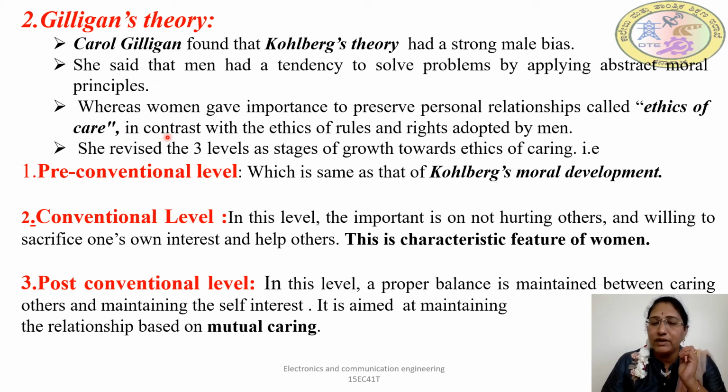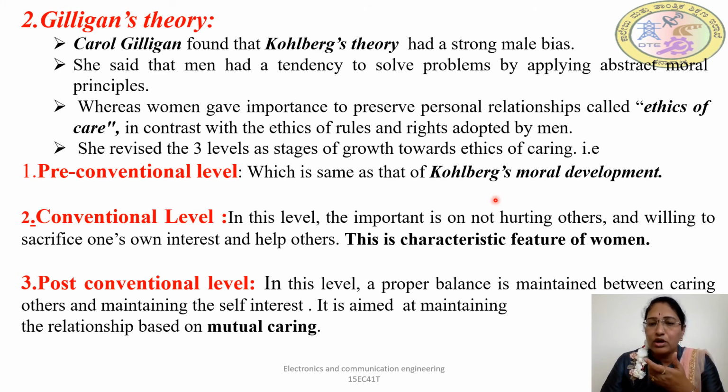But in comparison with men's behavior, women always think in terms of the ethics of care. She revised the three levels as stages of growth towards the ethics of caring, considering how women think and how men think. So she also demonstrated three levels of moral development: pre-conventional level, conventional level, and post-conventional level. But here the definitions are given differently. The first level was actually the same as given by Kohlberg's theory.